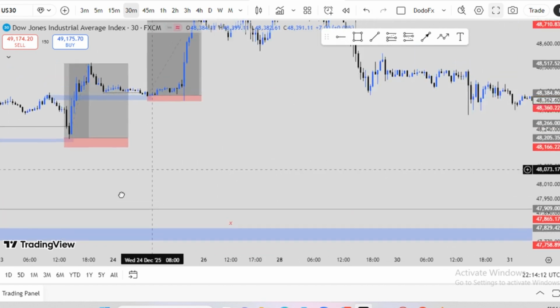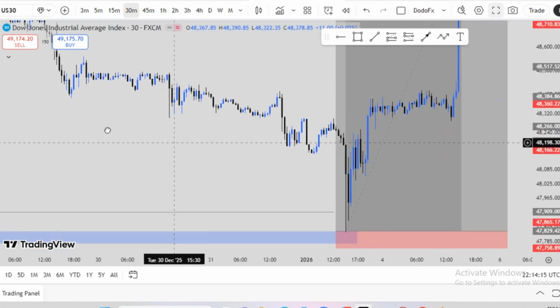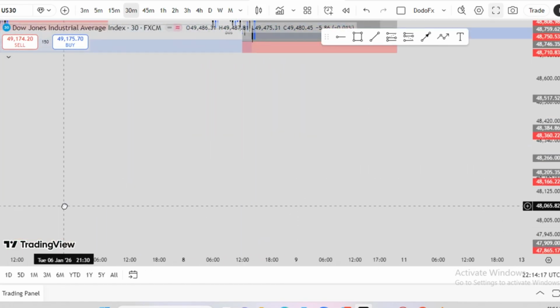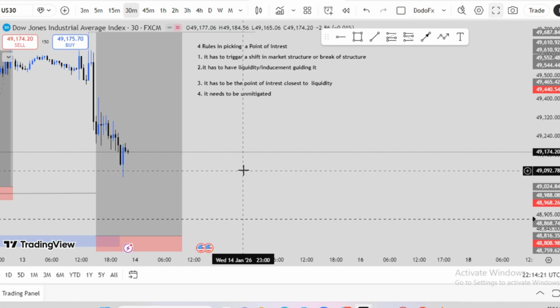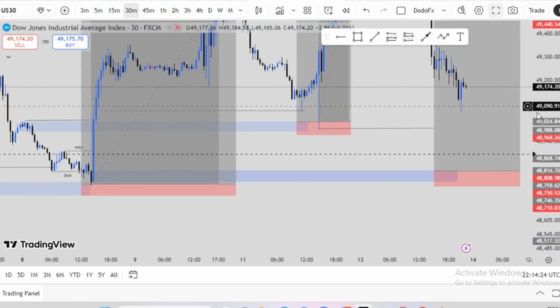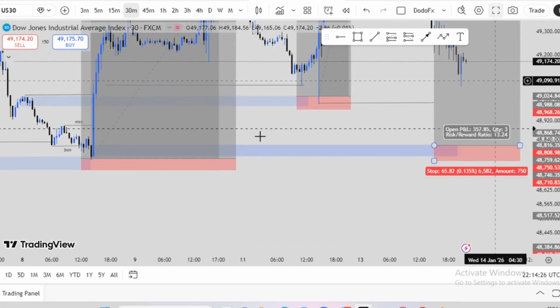It's just simple rules. Follow those rules, and you are good to go. Understand? But the rule says it has to trigger a shift in market structure, an MSS, or a break of structure.